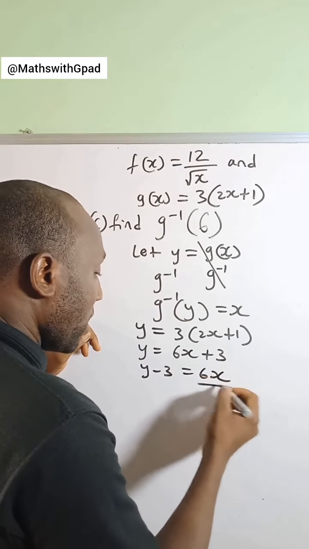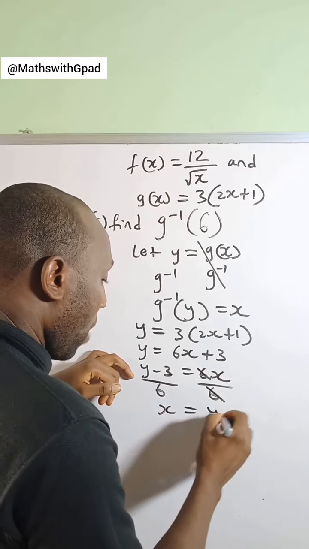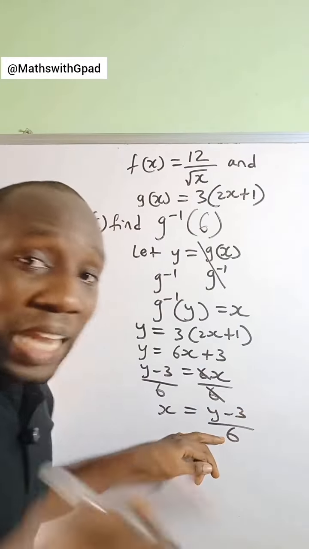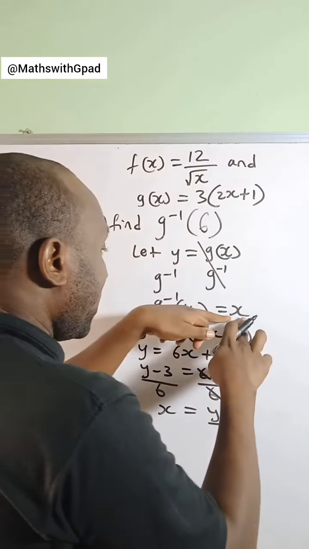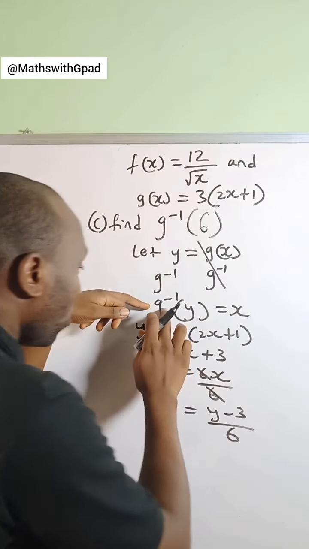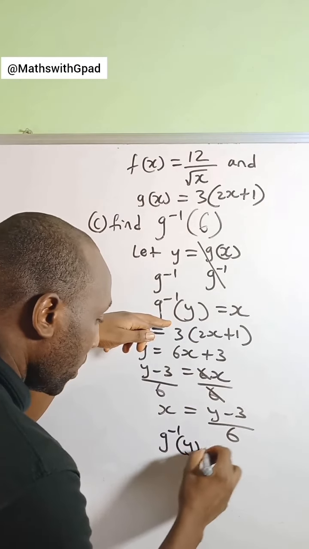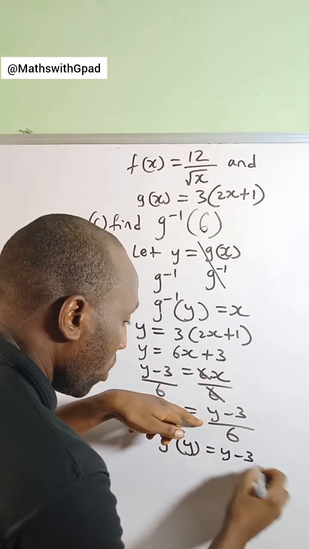And if you divide both sides by 6, x will be equal to what? y minus 3 over 6. Now remember that x is equal to what? g inverse of y. So I'm going to replace x with g inverse of y. So that's g inverse of y is equal to what? y minus 3 over 6.